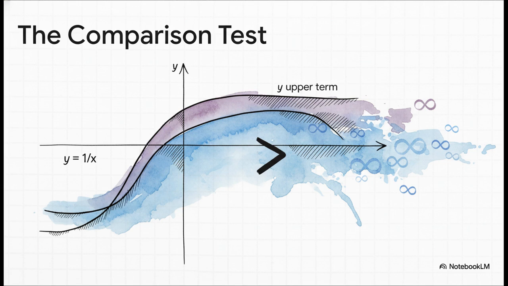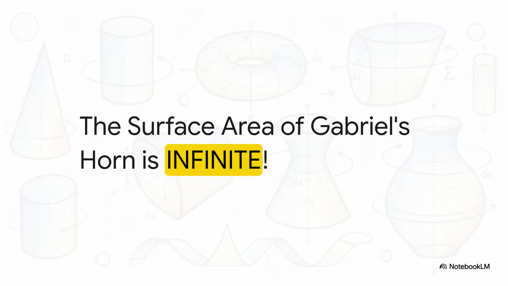We can use a really clever trick called the comparison test. Just look at that square root part. Since we're adding a positive number inside the square root, that whole term has to be bigger than 1. That means our entire surface area integral must be bigger than a simpler one, the integral of 2 pi times 1 over x. And we already know that that integral, the integral of 1 over x, goes to infinity. It diverges. So think about it. If our surface area is greater than something that is already infinite, then it has to be infinite too.